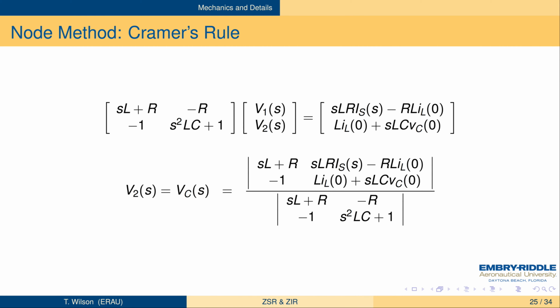You can solve this using Cramer's rule. Cramer's rule says that to find the second variable of these two in this column vector of variables here, you take the determinant of the scale factor matrix with the second column replaced by the input column, and then divide that by the determinant of the scale factor matrix.